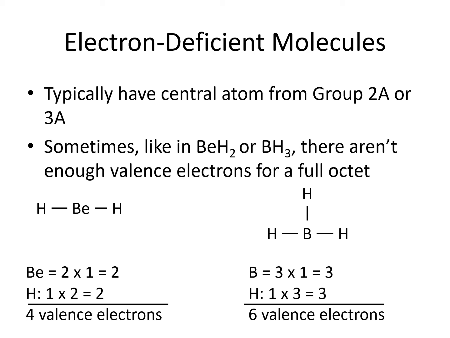Similarly, in BH3, boron has 3 valence electrons, and there are 3 electrons from the hydrogens, so there are 6 electrons in the pot. After using the 6 electrons making the single bonds, there are none left to put as lone pairs on the boron. It is left with only 6 electrons around it. In both of these molecules, step 5 is not an option because there are no lone pairs to borrow from hydrogen.